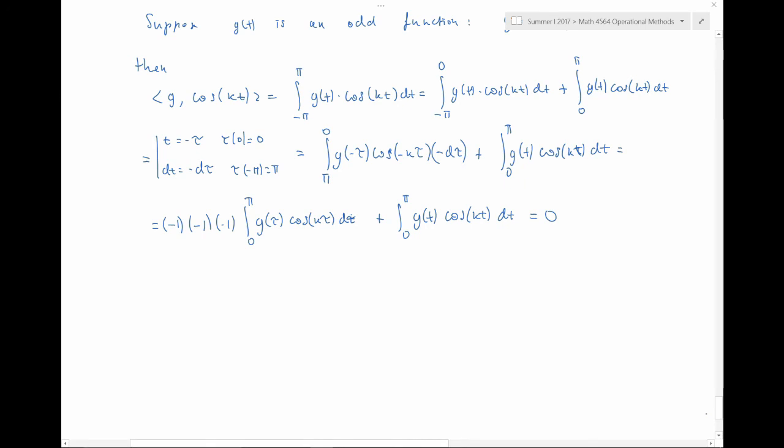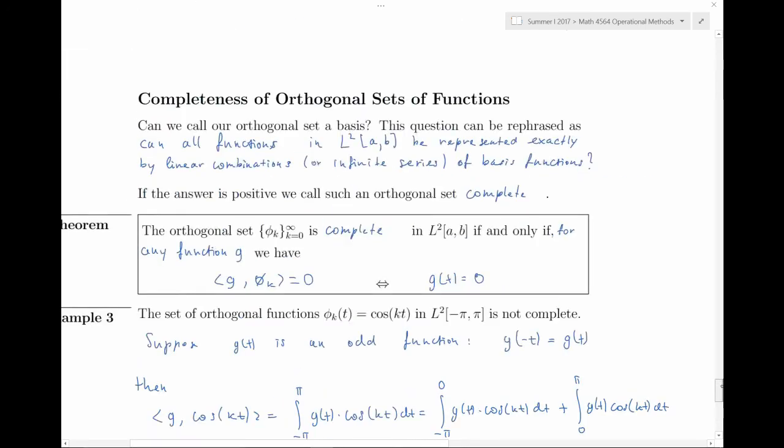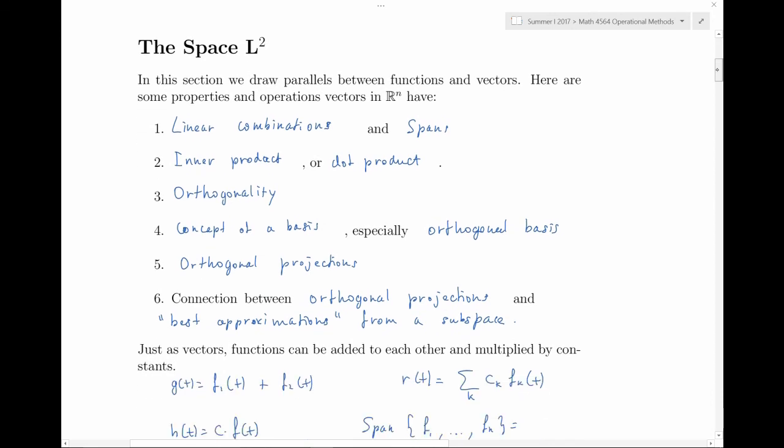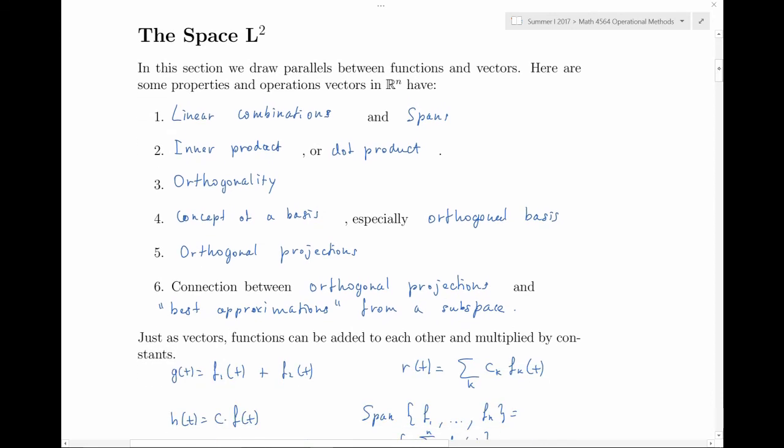So this concludes the material for today. Before we finish, I'd like to go back and talk about what kind of properties of vector spaces we extrapolated today. So we have seen that the functions can be added to each other and multiplied by constants. So we can make linear combinations, and we can make spans of functions. And we can make function spaces and function subspaces.